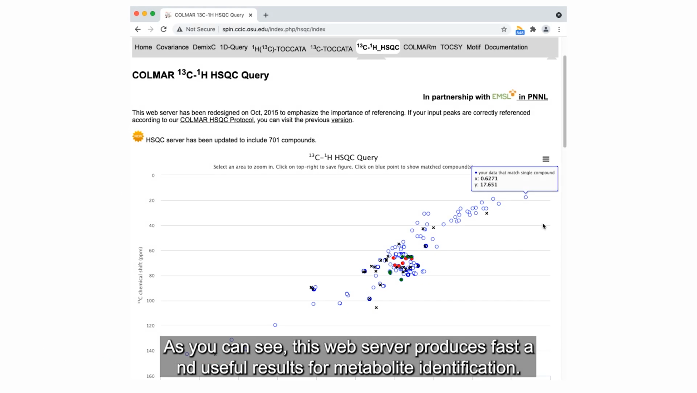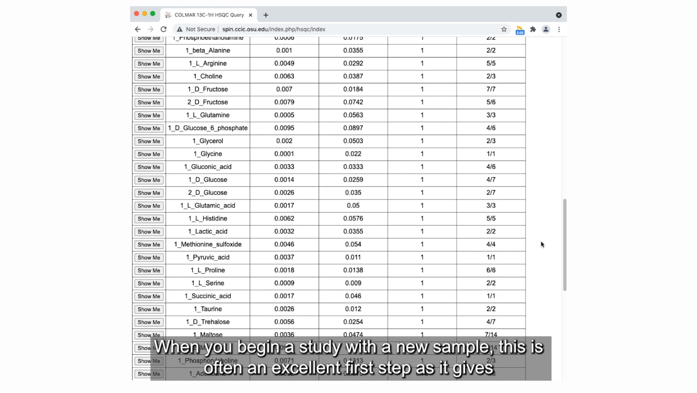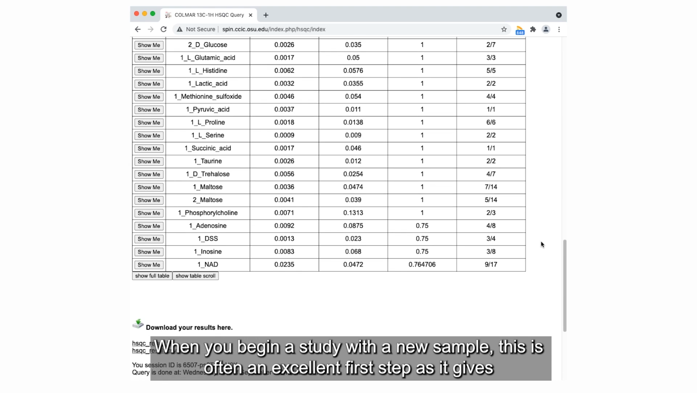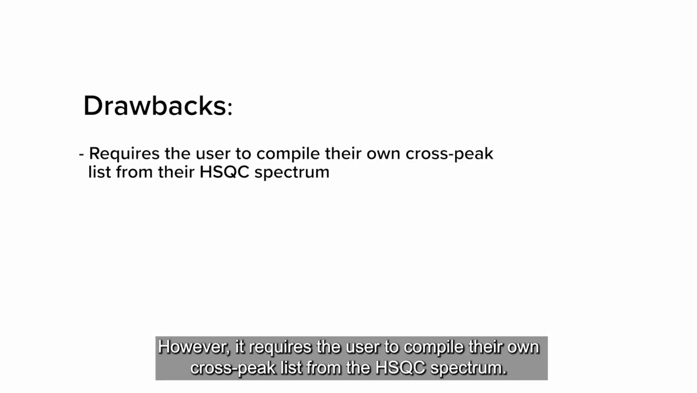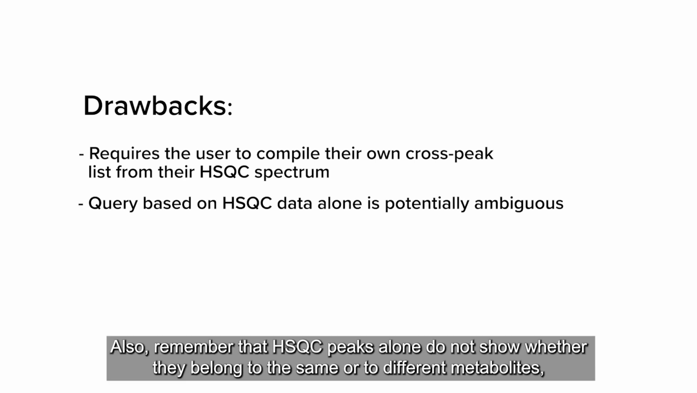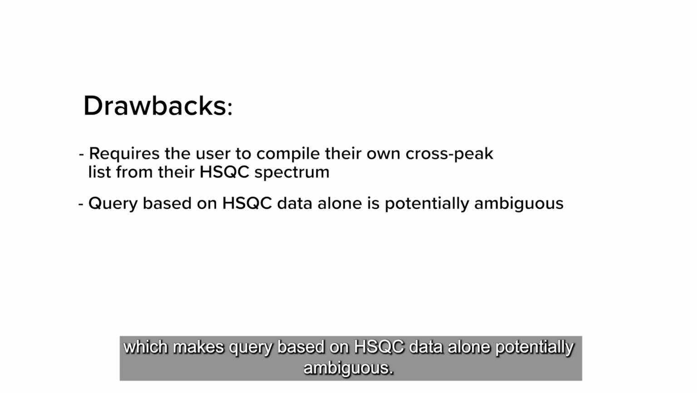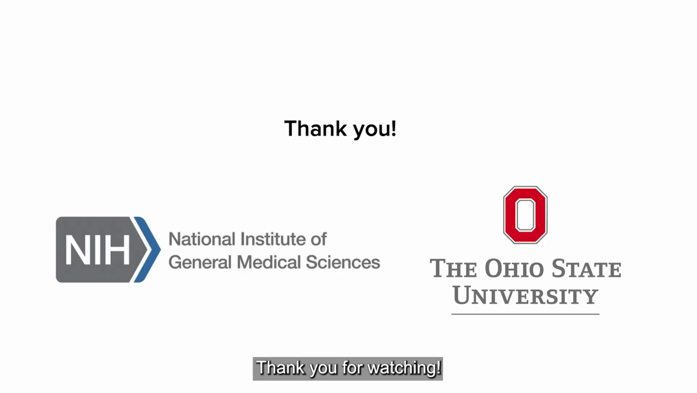As you can see, this web server produces fast and useful results for metabolite identification. When you begin a study with a new sample, this is often an excellent first step as it gives you a good overview of the number and identity of metabolites present in your sample. However, it requires the user to compile their own cross-peak list from the HSQC spectrum. Also, remember that HSQC peaks alone do not show whether they belong to the same or to different metabolites, which makes the query based on HSQC data alone potentially ambiguous. Both of these drawbacks are addressed by our more sophisticated Colmar M web server, which is described in a separate video. Thank you for watching.